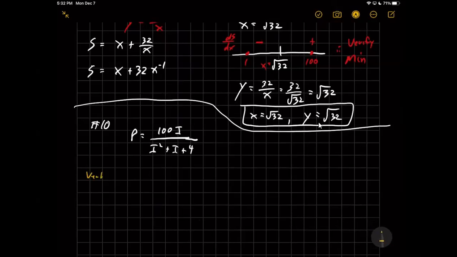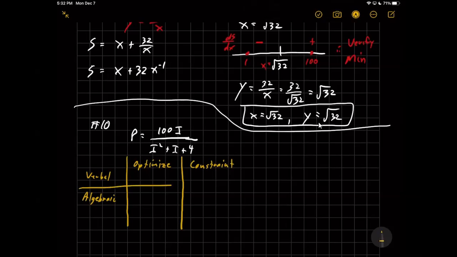We have a verbal, okay, we have algebraic, and you can see we already have an algebraic expression here. But we need to write down what it is that we're going to optimize. We need to make sure that we are doing the right thing as we do the problem. Okay, and then we have a constraint. I should have left a little more room in here.